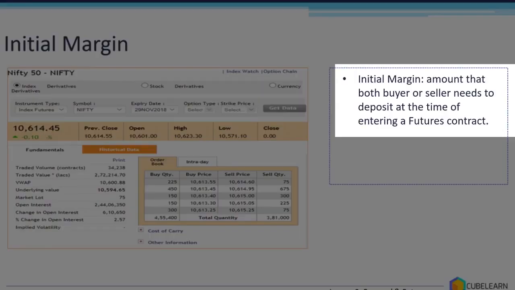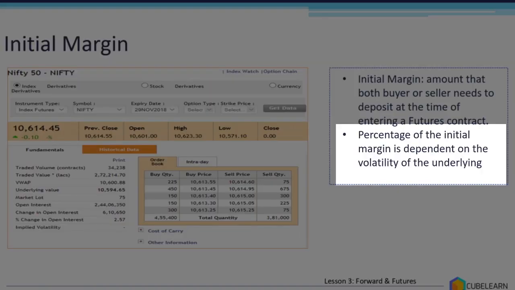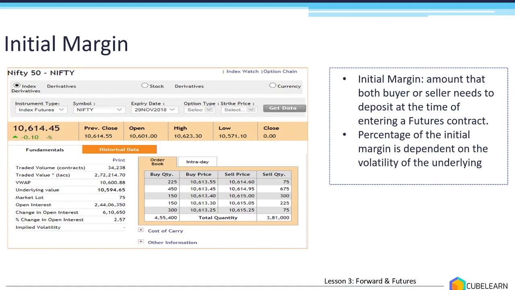Initial margin is the amount buyer or seller has to deposit in margin account at the time of entering into a futures contract. This has to be paid to the broker of the exchange with whom the buyer or seller gets into a contract. The percentage of the initial margin is dependent on the volatility of the underlying. Exchange charges margin from broker and brokers in turn charge margin from their customers.